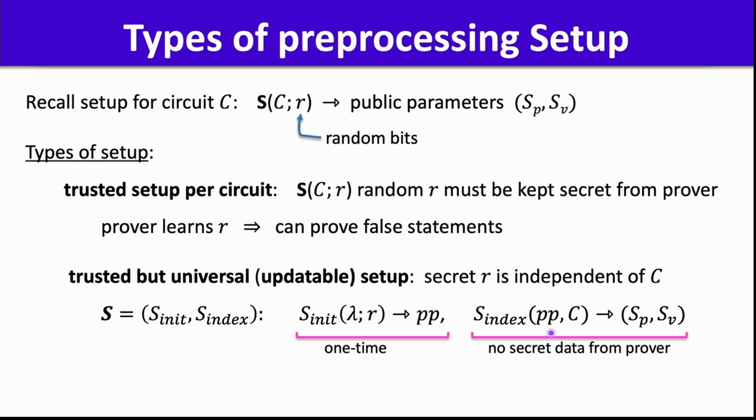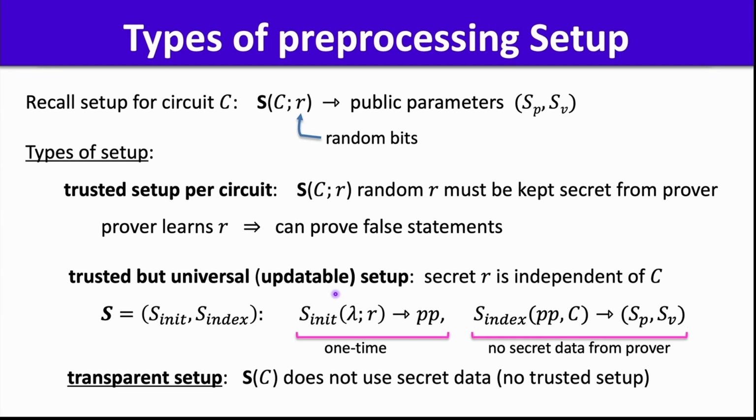been generated. Okay, so the point of a universal setup is that the dangerous secret part is only run once. And then for as many circuits as we want, we can generate SP and SV, and that's just a deterministic procedure that anyone can run and verify that SP and SV were generated correctly. Yeah, so this is what we call a trusted but universal setup. It turns out it's also updatable, but maybe I won't talk about the updating property here.